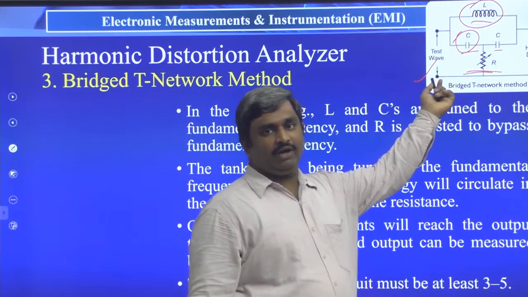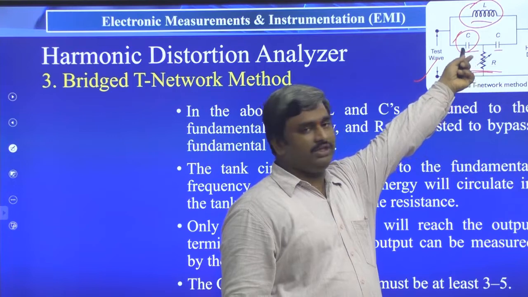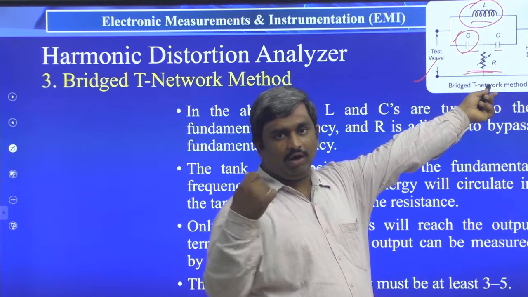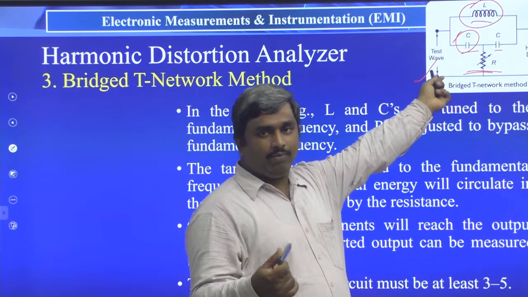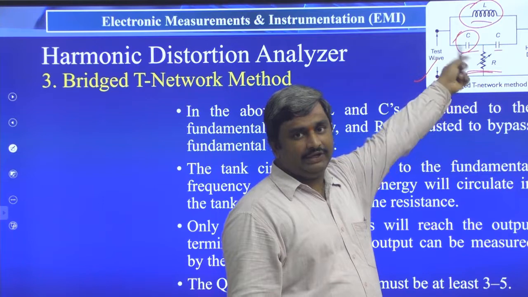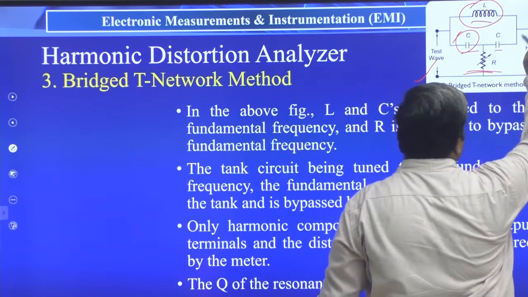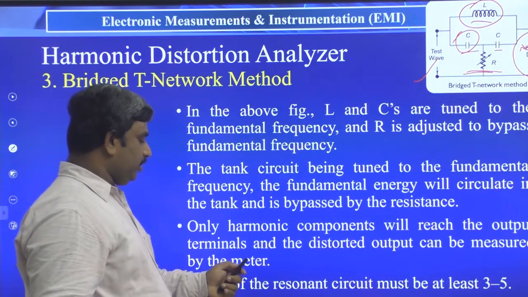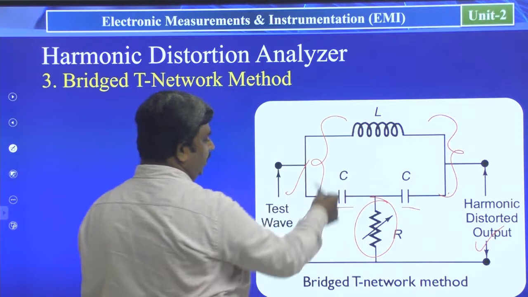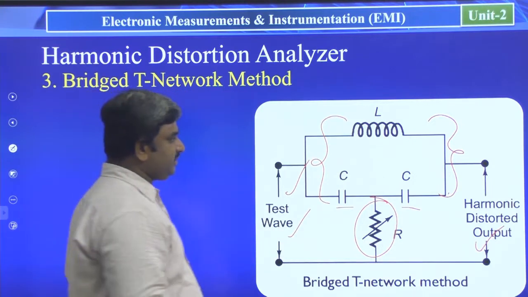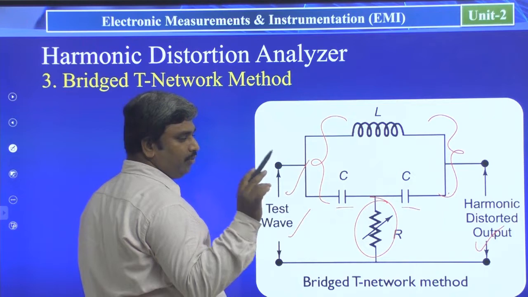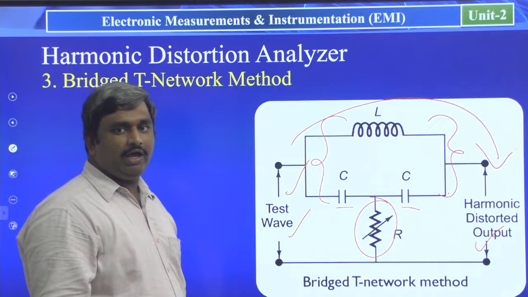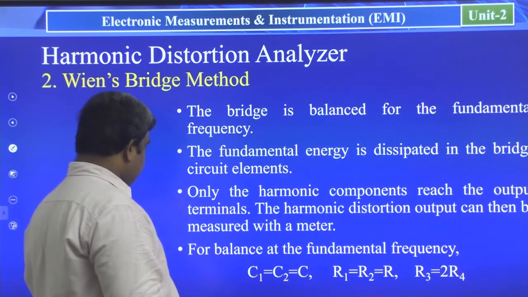Whenever the input fundamental frequency is given, it is tuned out by this circuit and grounded. If the fundamental frequency does not come from the input signal, and harmonics enter the circuit, these harmonics reach the harmonic distorted output. So when the input signal is fixed at the fundamental frequency, whenever harmonic distortions are present at that frequency, they are allowed through to the output terminals.